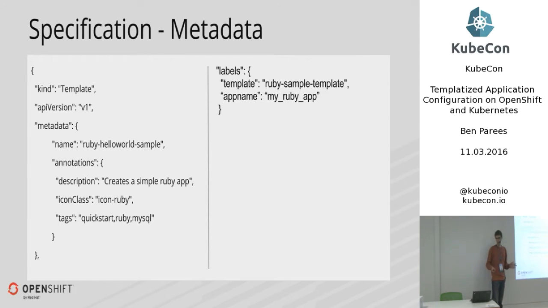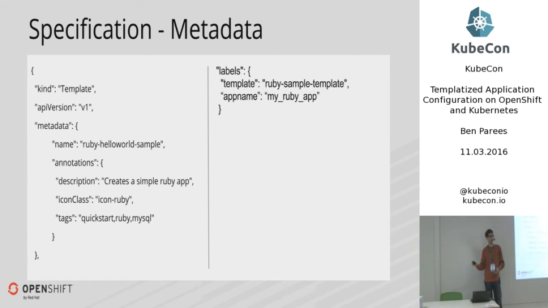So as you can see on the left, it looks just like any API object you might be familiar with from Kubernetes, except that the kind is a template. We've got some generic metadata. We introduced some specific annotations that our UI uses to give you a better experience. So we have descriptions and icons and tags that help for searchability. That's all just generic annotation metadata in the API object.